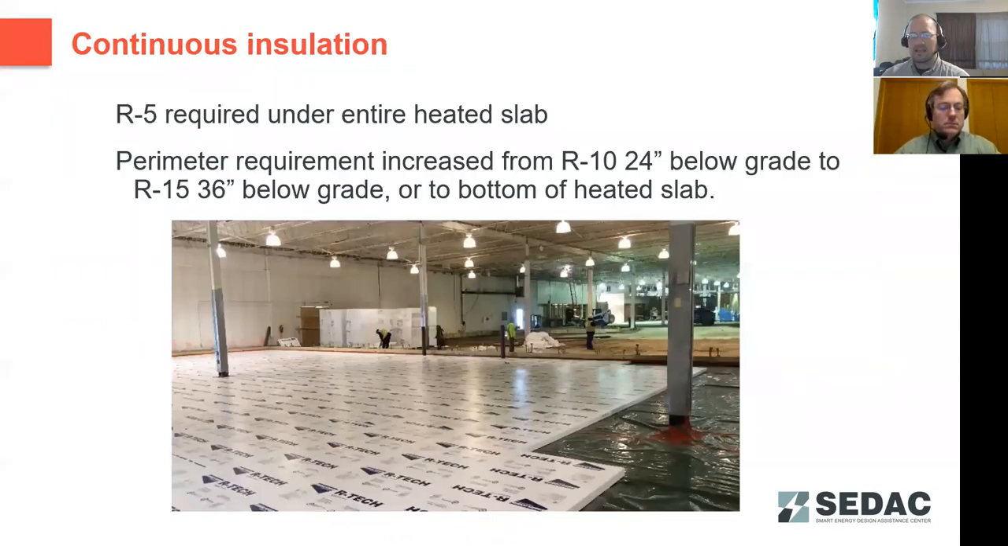For heated slabs, there's a requirement that the entire slab has R5 minimum insulation underneath. The perimeter requirement for that slab insulation increases from R10 to 24 inches below grade up to R15 to 36 inches below grade. Again, that's because you've got that additional heat in that slab that you're actually generating in that space instead of just transmitting through it for a non-heated slab. So you need a little additional insulation to ensure that that heat stays inside the building instead of leaking out into the soil around.